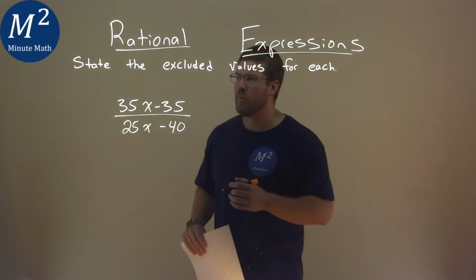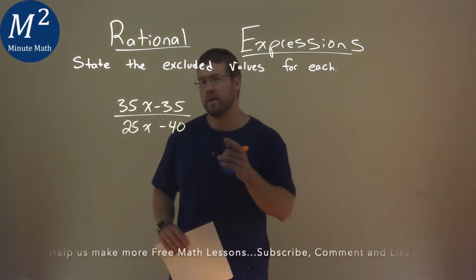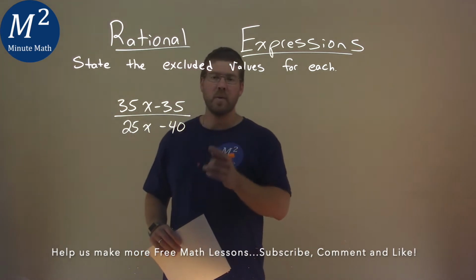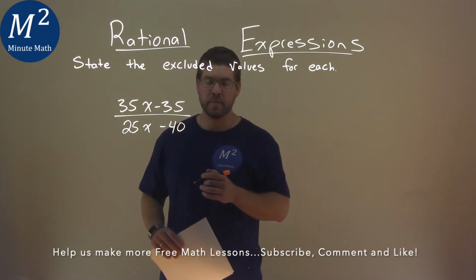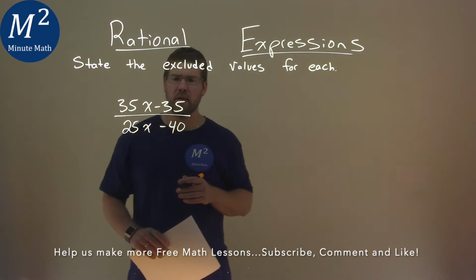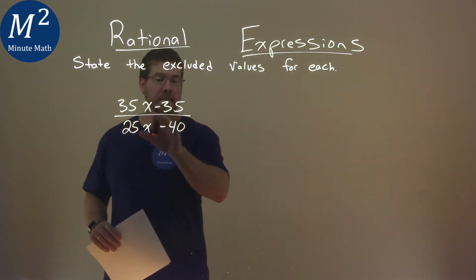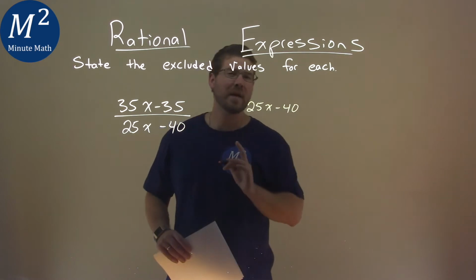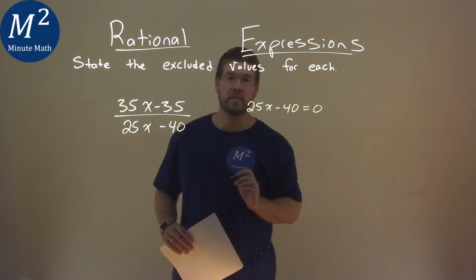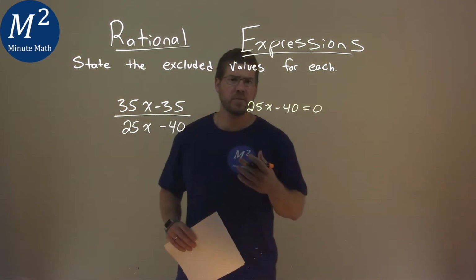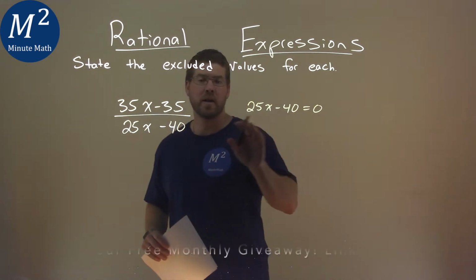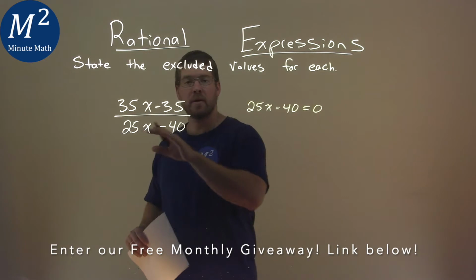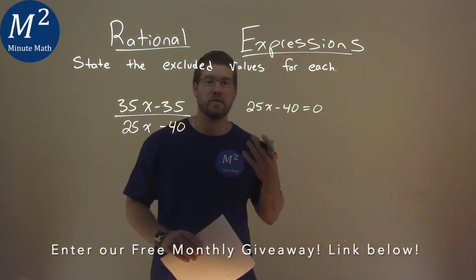We're given this problem right here, 35x minus 35 over 25x minus 40, and we need to state the excluded value. Well, first thing here is I want to take my denominator, 25x minus 40, and we're going to set it equal to 0 here. And what does that do? Well, setting it equal to 0, we're finding where in our denominator the x value, when we plug it in, makes our denominator equal to 0, and that's going to tell us what our excluded value is.